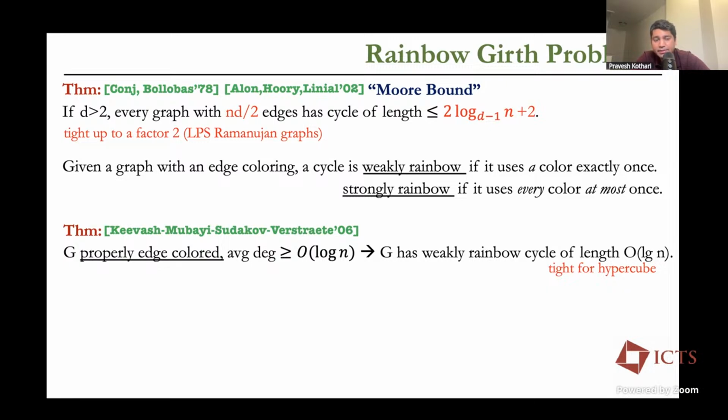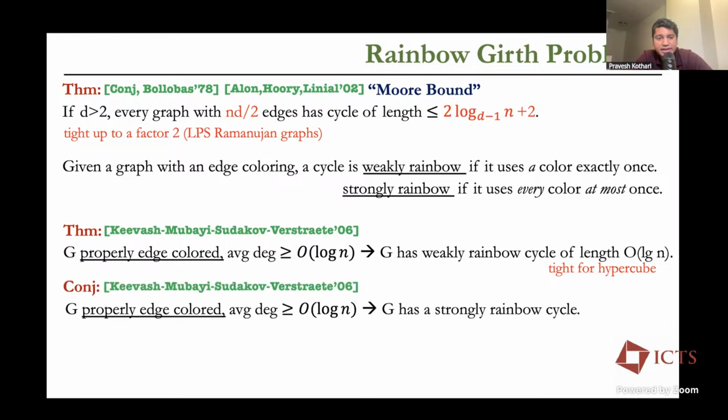Then what they showed is that if you take a graph with average degree at least log n, and it is properly edge colored, then there must be a weakly rainbow cycle of length order log n. That's what they proved. This paper, by the way, is very important. It began a whole line of work on weak and strong rainbow cycles that continues to this day. Their result in particular for weakly rainbow cycles is actually tight, and the example is just the hypercube, where you color an edge that changes coordinate number i with color i. Then you can check for yourself that this avoids a weakly rainbow cycle of length less than log n. So this theorem is basically tight.